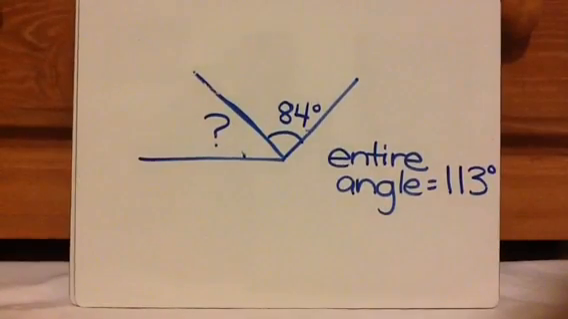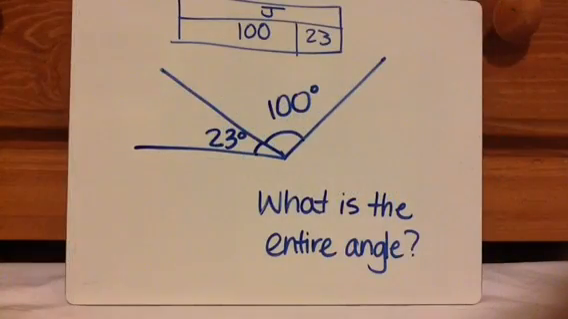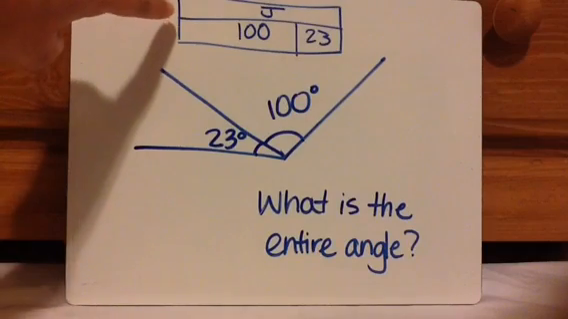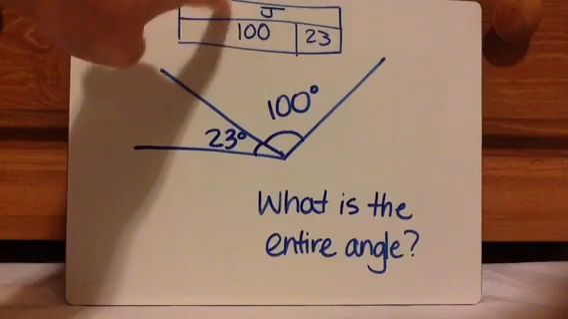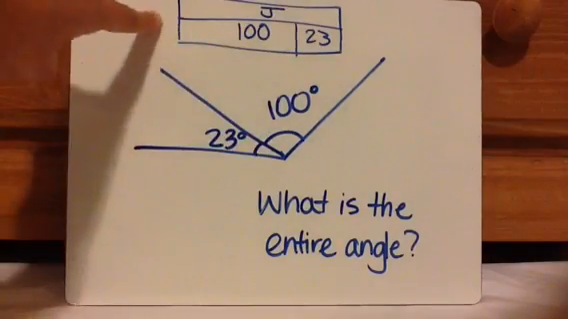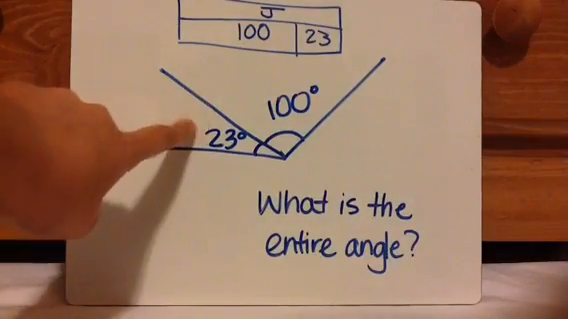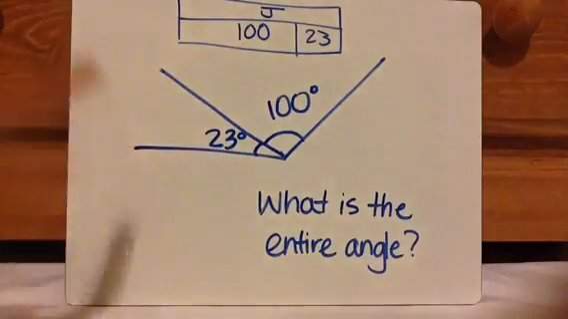So I'm going to compare it to the strip diagrams where you put the missing piece with an unknown letter to help you understand what's exactly going on. I'm sure you've learned strip diagrams in your classroom. Basically when you have two pieces put together, that gives you the entire piece. So this kind of represents what's going on here. I want to know what is the entire angle. So you would do 23 degrees plus 100 degrees, and that will tell you that this entire thing is 123 degrees.